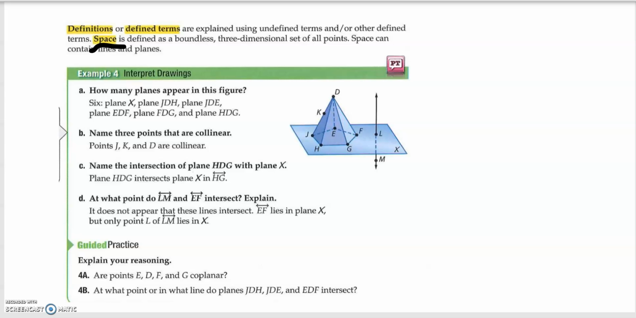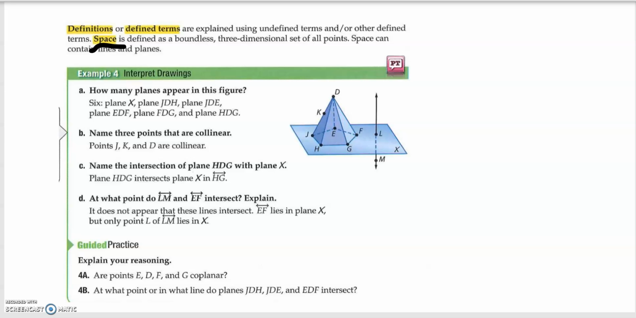And then we get to this. Space is defined as a boundless 3-dimensional set of all points. Space can contain lines and planes. Space contains everything that exists. Wow. That's pretty beast. Anyhow, you can see those questions at the bottom looking at that picture.